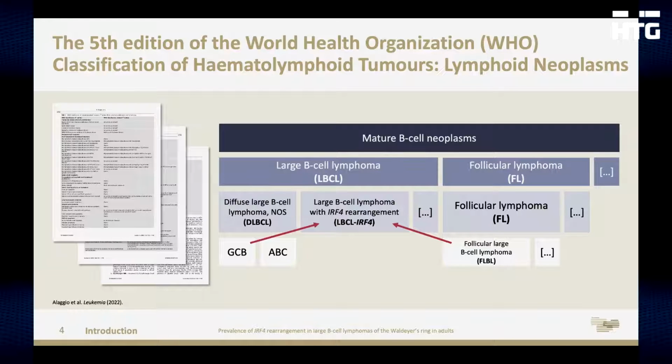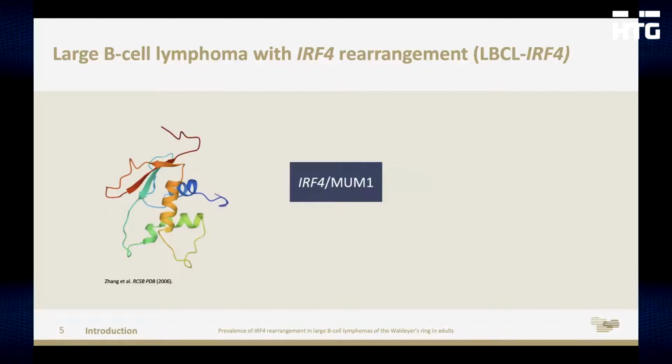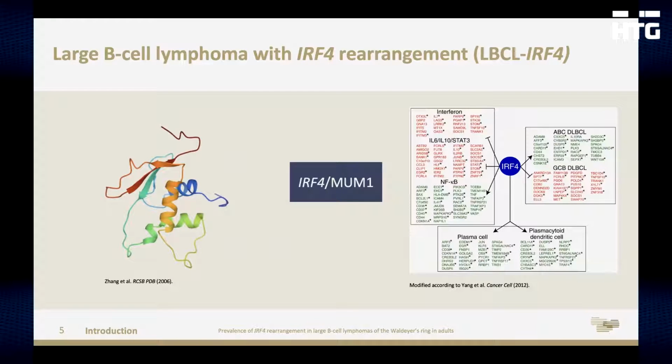And next up, I'm going to focus on this new entity. The gene IRF4, or interferon regulatory factor 4, encodes for the protein MUM1, which consists of 451 amino acids. And IRF4 MUM1 is known for numerous interactions with other transcription factors, including those of the NF-κB pathway. And it could be shown that IRF4-deficient mice do not produce any B-cell lymphocytes, which shows the important role of IRF4 MUM1 in B-cell development.